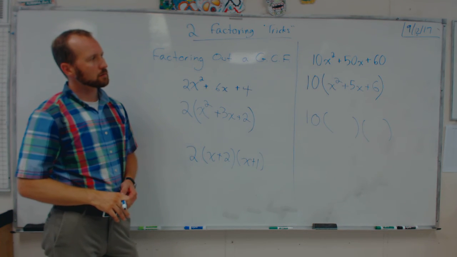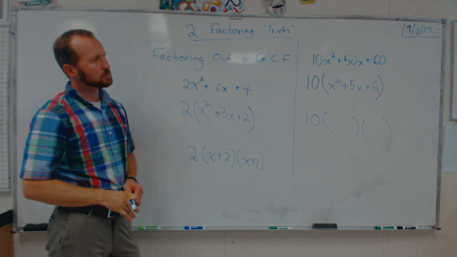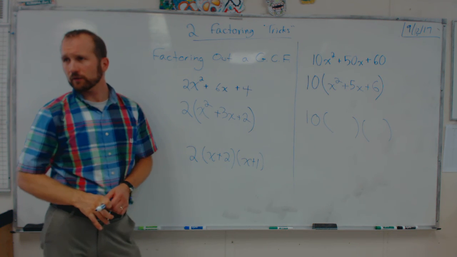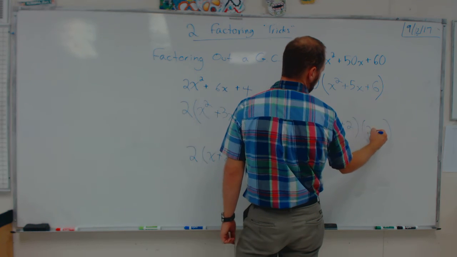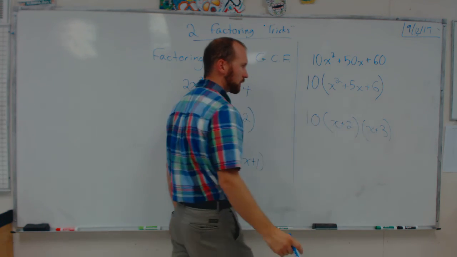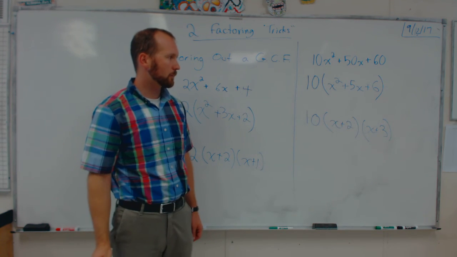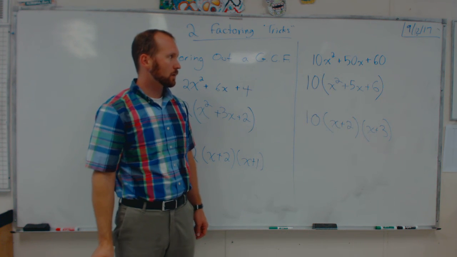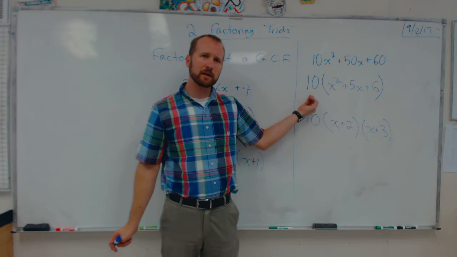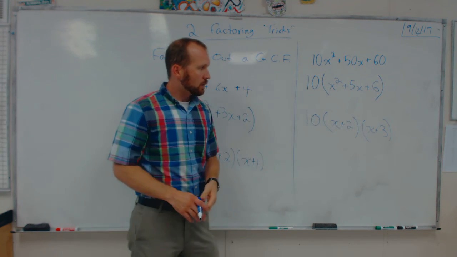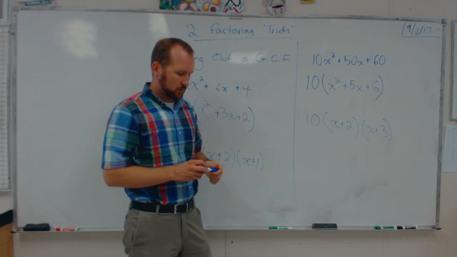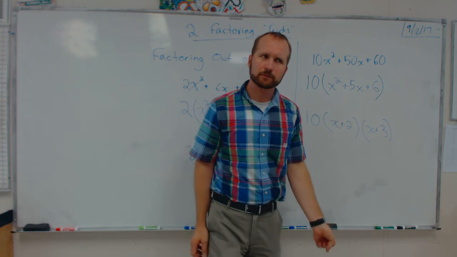What do I get? Factors of 6 that add up to 5. 2 and 3. Right, and this should be kind of what we already knew how to do before. Okay, so pull out your greatest common factor, and then just factor what's left. Does that make sense? Yeah. Good.